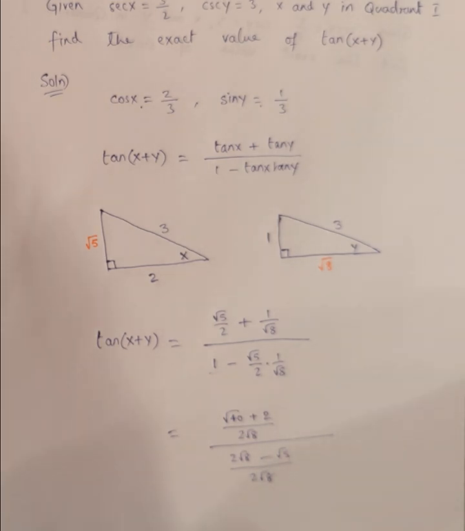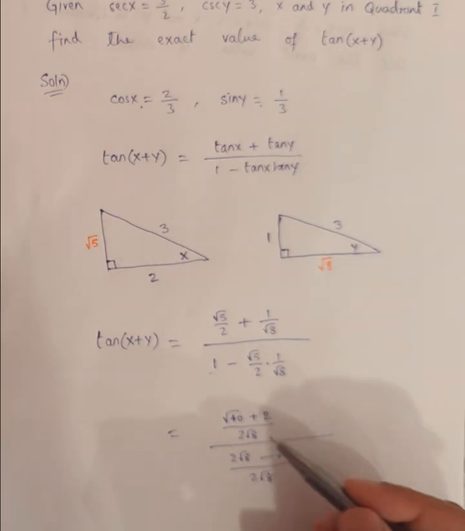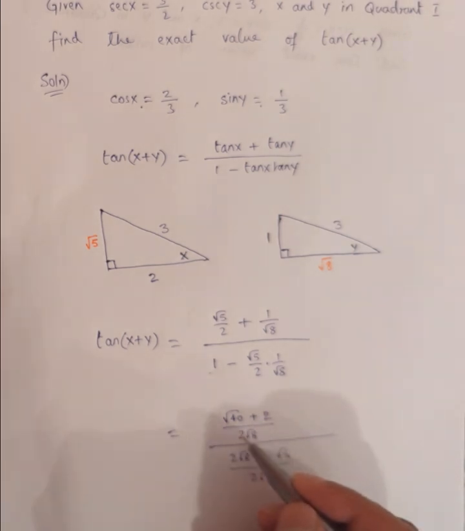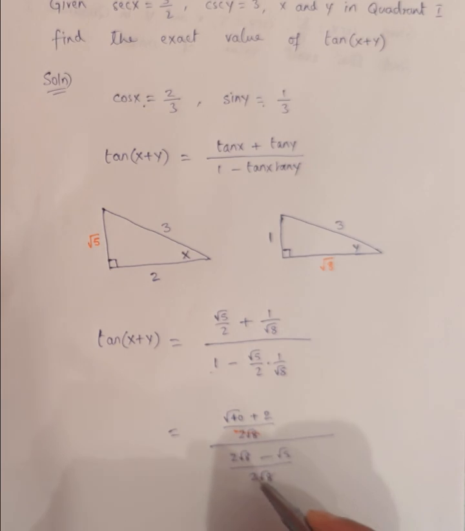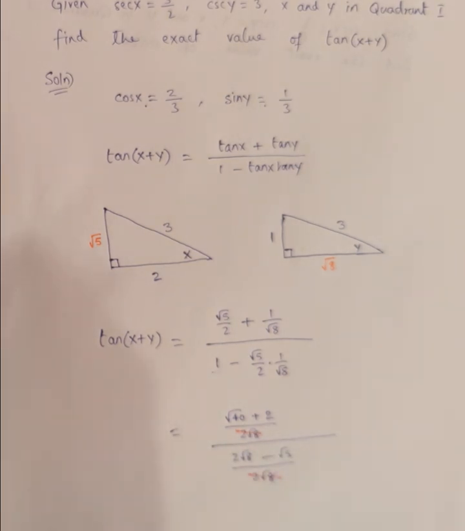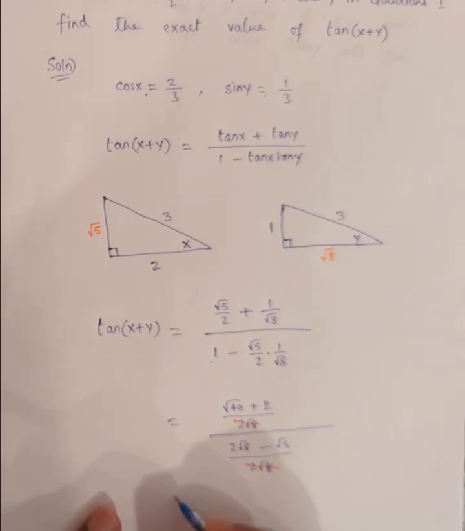So now, for both numerator and denominator, I have to divide by 2 root 8, which means I can actually get rid of that. So what's my final answer? It's this one: square root 40 plus 8 divided by 2 root 8 minus root 5.